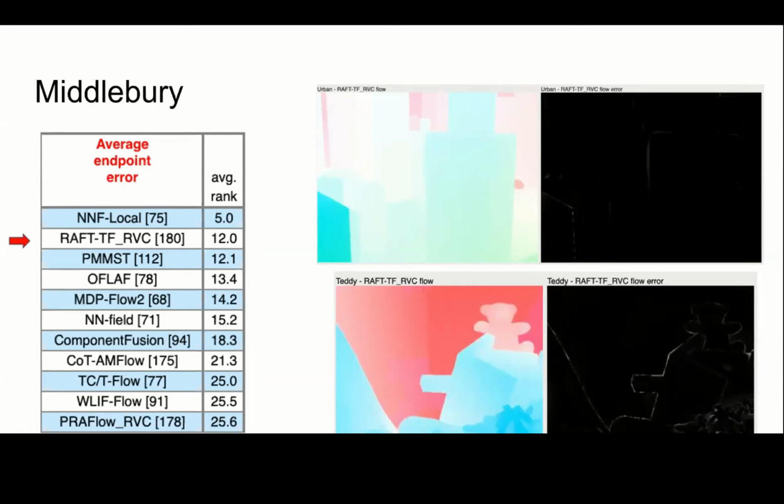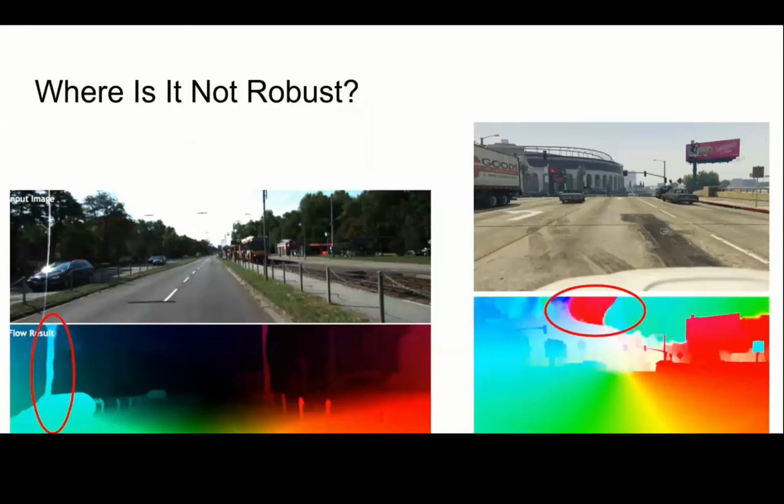Some questions: where is the method not robust? If we look at some of the examples from the test set, we can see, for example, on KITTI, when there is strong lighting effects, our implementation has big error in the flow field. And also in the textureless sky region in the Viper dataset, you can see it also caused a big error, like this red region. And also for the front of the car, it seemed to cause some artifacts.